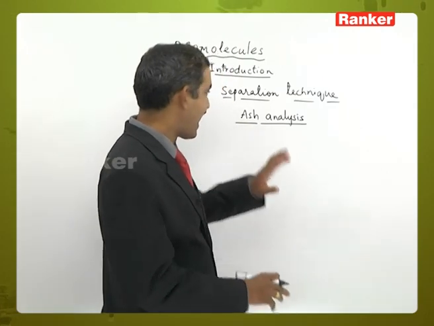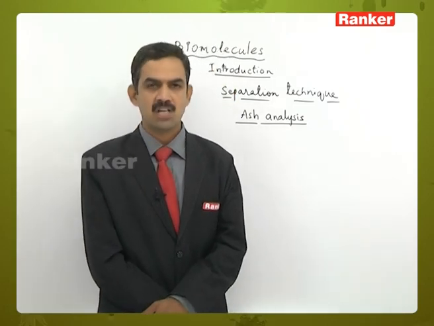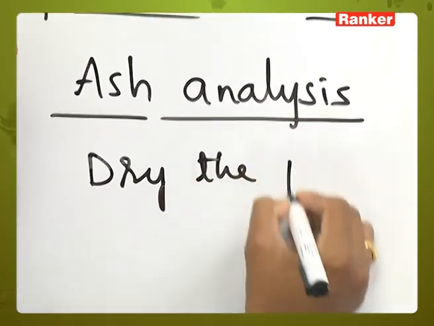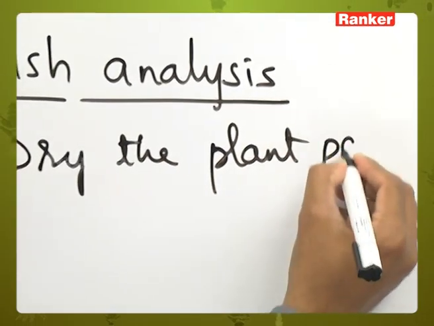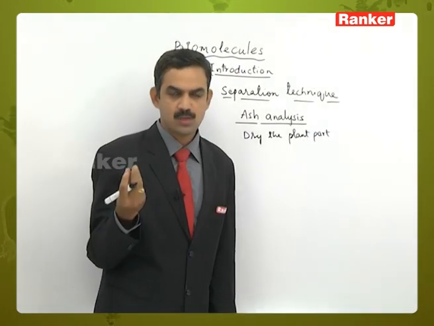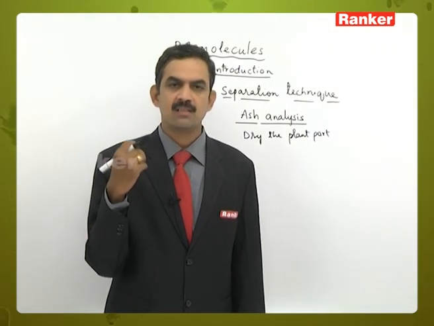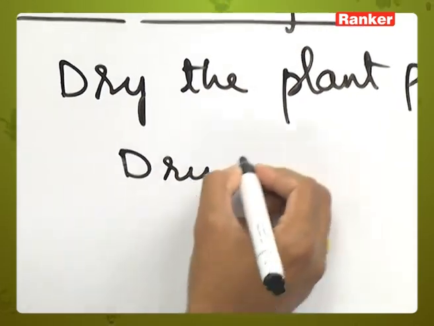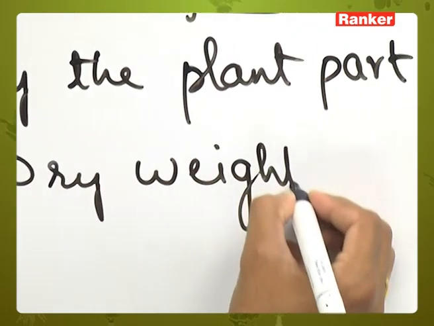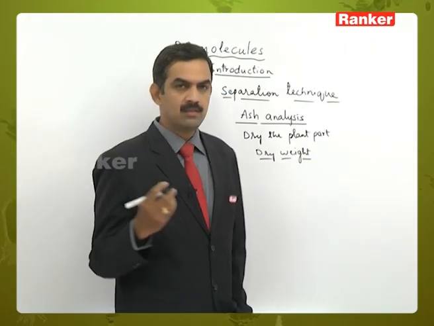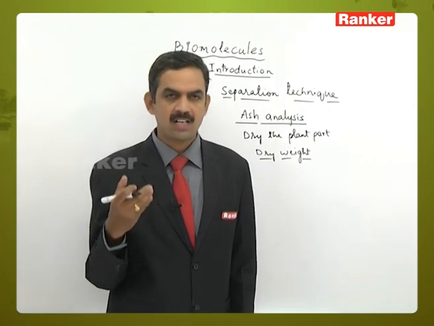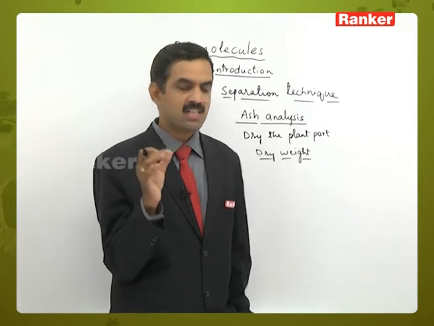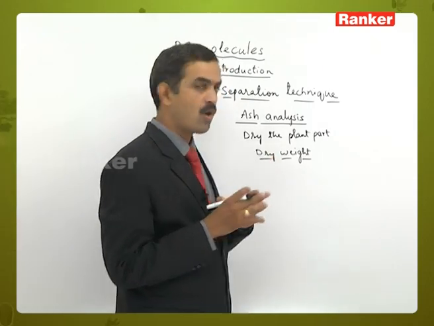Then how do we go for ash analysis? If we take any part of a plant body, we have to dry it. When we dry the plant part, whatever liquid content is present in the plant cells dries off, and we get a dry part. That is what we call the dry weight of a plant. After evaporation of all the water or liquid content, the dry material that is left, when weighed, is called the dry weight.